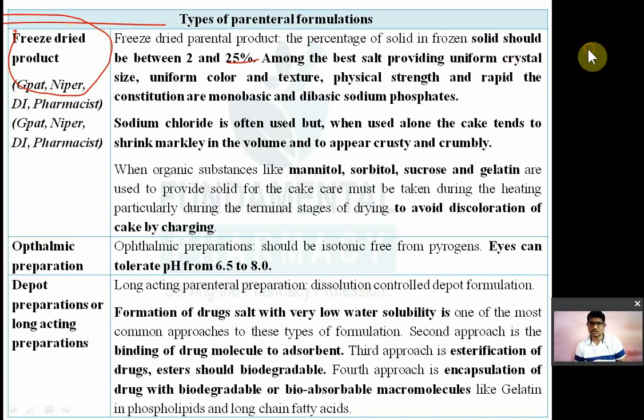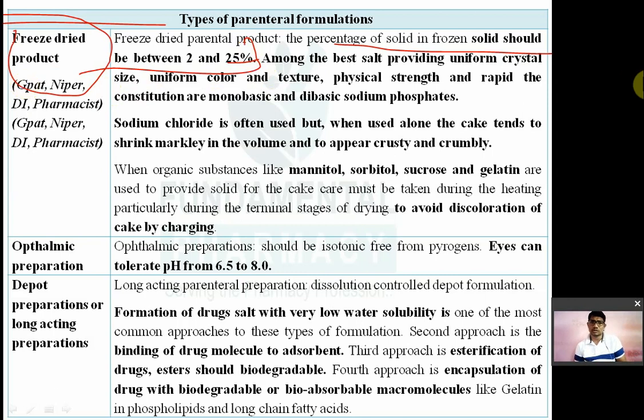The percentage of solid in the frozen solid should be between 2 to 25%. ये याद रखो. So in case of your freeze dried product, what is the percentage of solid? 2 to 25%. Freeze dried parenteral product, the percentage of solid in frozen solid should be between 2 to 25%.